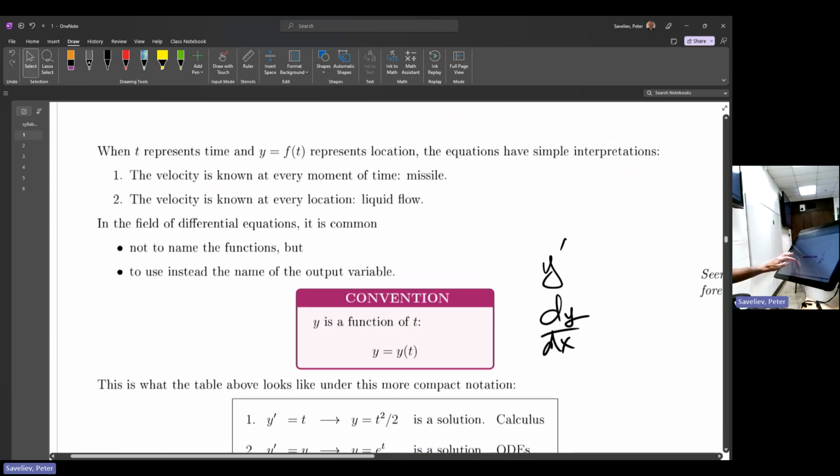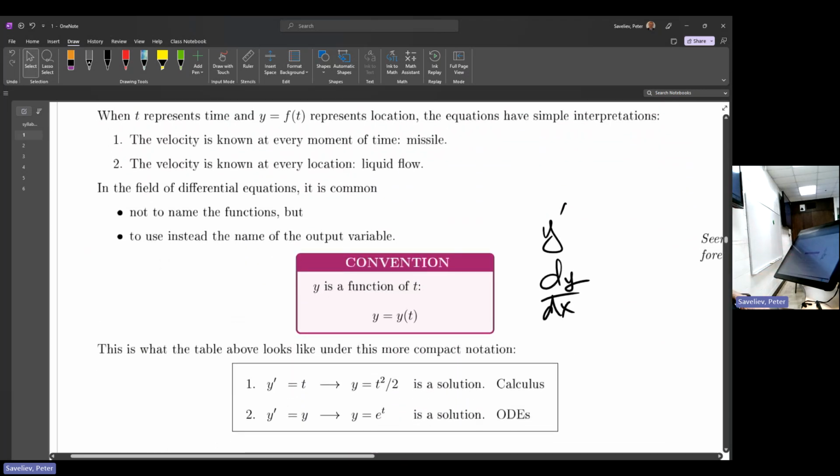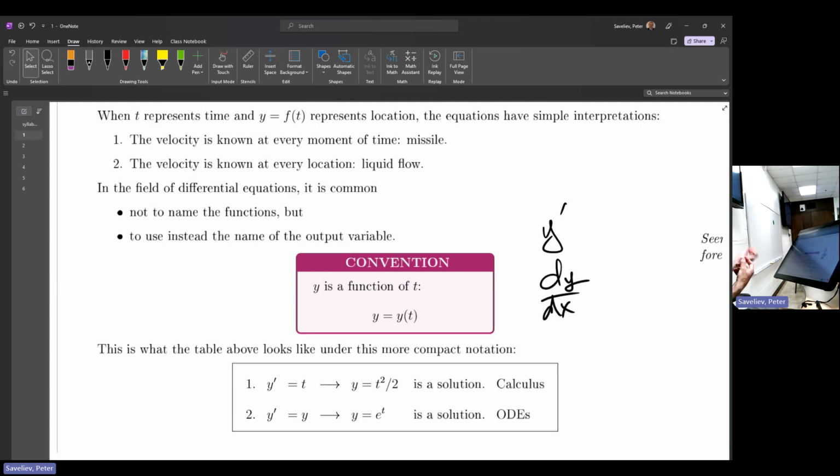That's what it looks like. y prime is equal to t. So then you should guess that y is the dependent variable, t is the independent variable, and y is differentiated with respect to the only other variable that we've got. So y prime is equal to t, and then solved. Wouldn't dy/dx be meaningless if y is only a function of t? I'm sorry, this is the.